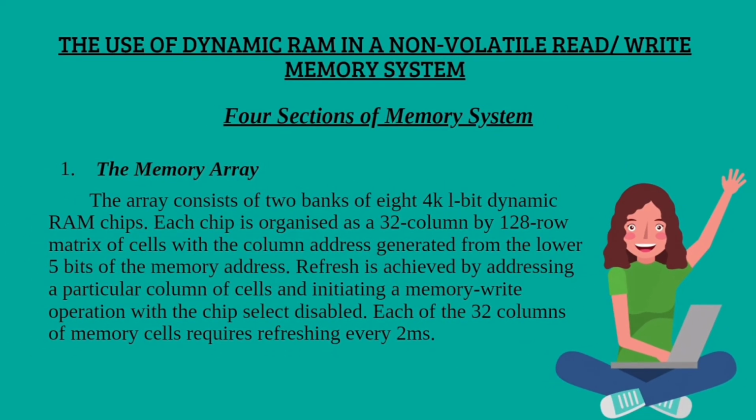Next is the fourth section of memory system. Number 1. The memory array. The array consists of two banks of 8 4K 1-bit dynamic RAM chips. Each chip is organized as a 32-column by 128 row matrix of cells with the column address generated from the lower 5 bits of the memory address. Refresh is achieved by addressing a particular column of cells and initiating a memory write operation with the chip select disabled. Each of the 32 columns of memory cells requires refreshing every 2 ms.